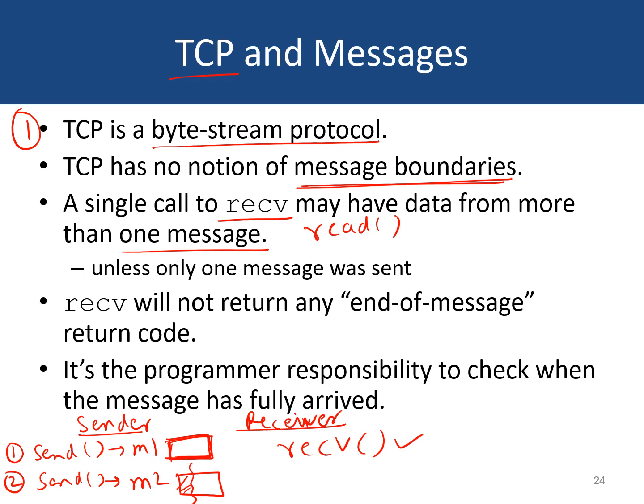Now, although this is possible in theory, in practice it is often the case that only one message is sent at a time. So rarely are there two or more messages sent back to back. Nevertheless, you should keep this possibility in mind. Note that the receive function does not return any end of message code. It is the programmer's responsibility to check when the message has fully arrived.